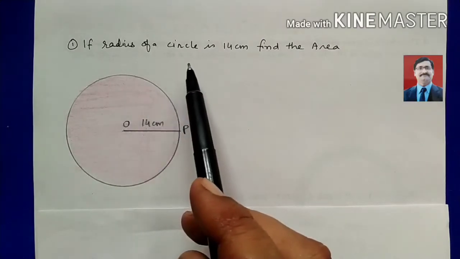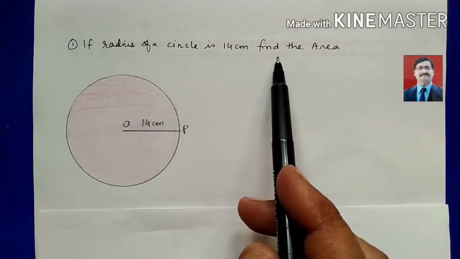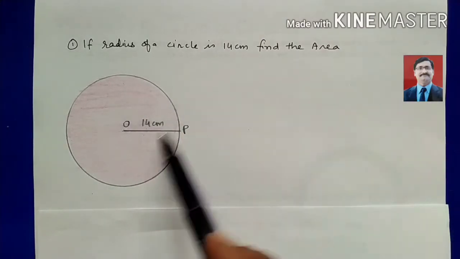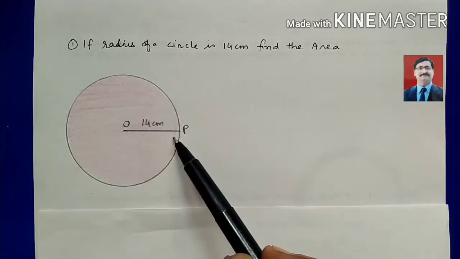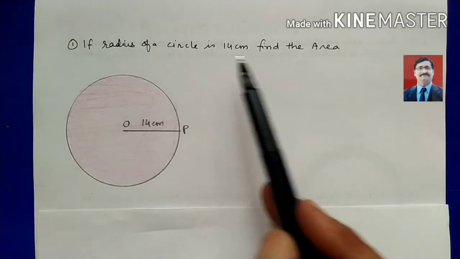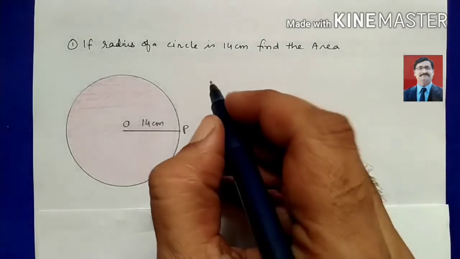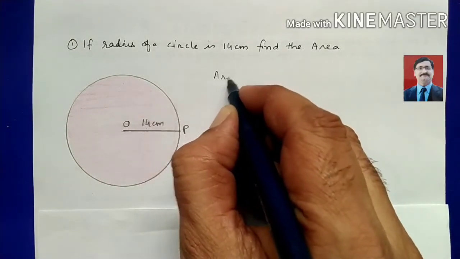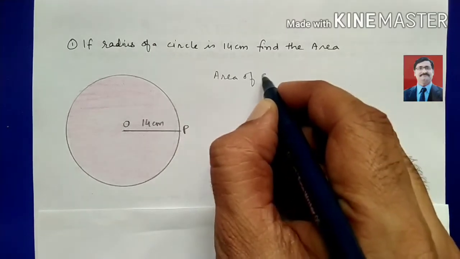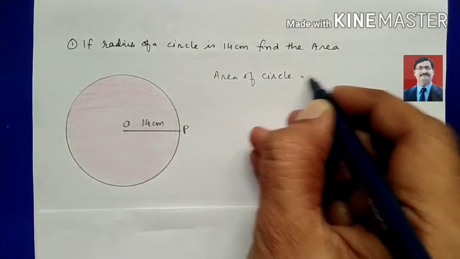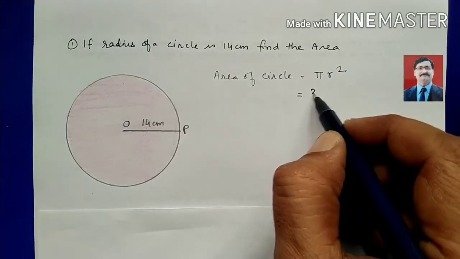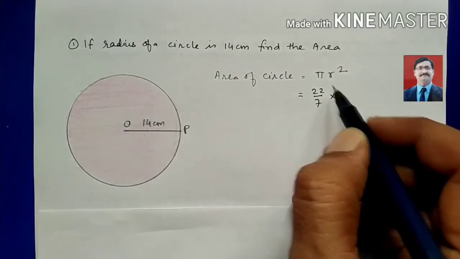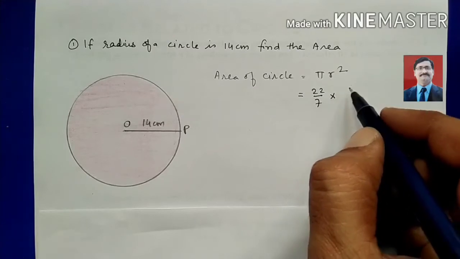If the radius of a circle is 14 centimeter, we have to find the area. Look here, this is a circle and the radius is 14 centimeter. We have to find the area. We know that the formula for the area of a circle is pi r square. Here pi is 22 by 7 and r is 14 centimeter.